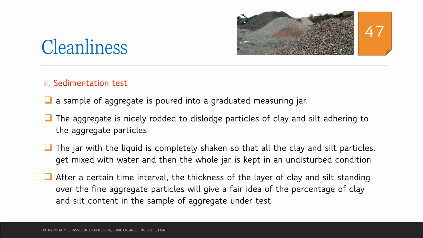Then what happens is heavier fine aggregate particles will settle down first. Later, the silt and clay particles will settle down after some time. By seeing the layer of clay and silt, we can get an idea about the presence of clay and silt in the aggregate sample we have taken.